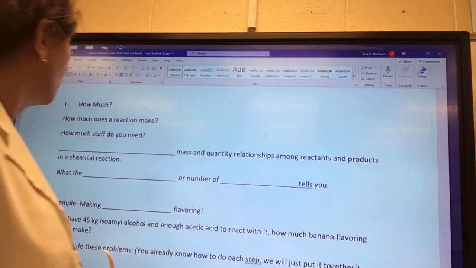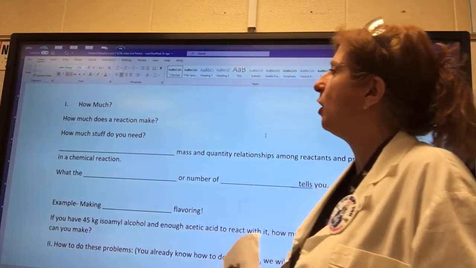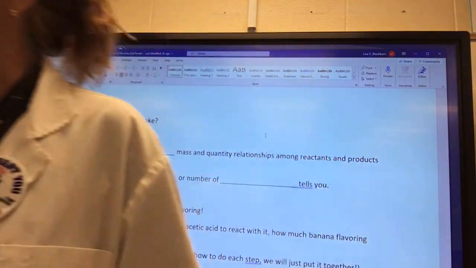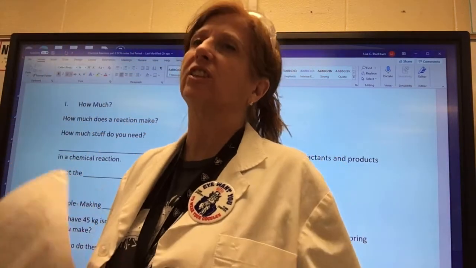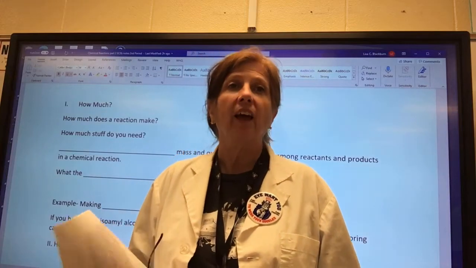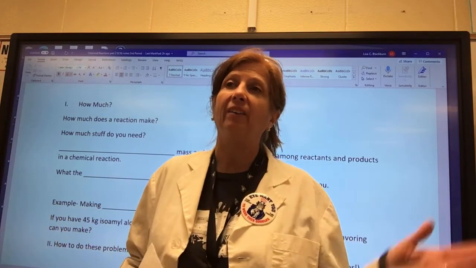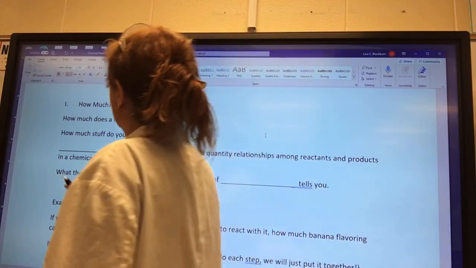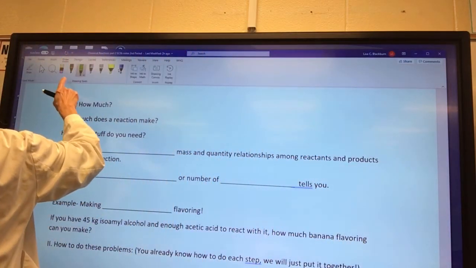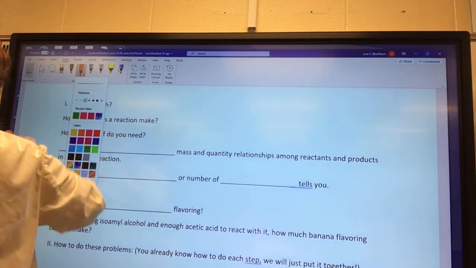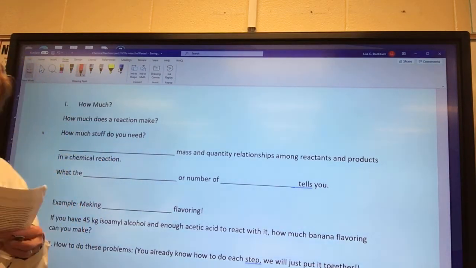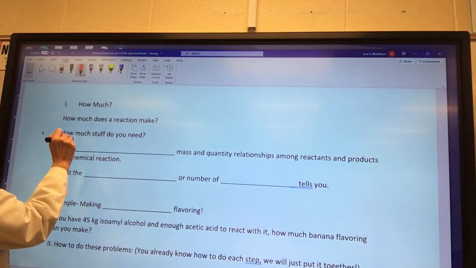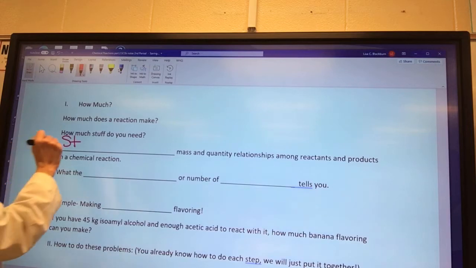Okay. So this is our question. How much? How much does a reaction make? How much stuff do you need to make a chemical reaction? Now, we can't just call it how much in chemistry, because we're nerds, and we have to have fancy science words so we can do nerd speak. So our fancy science word for all of this is a biggie. It's a doozy. It's stoichiometry. Doesn't that sound fancy? When your mama asks, what did you learn in school today? You can say stoichiometry.